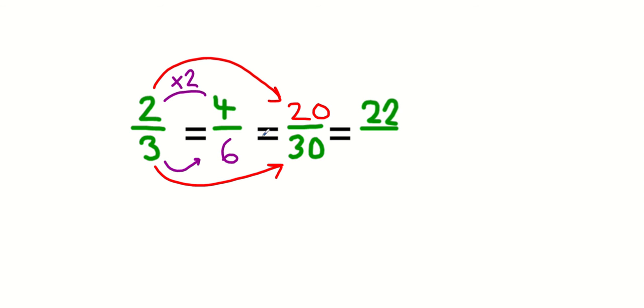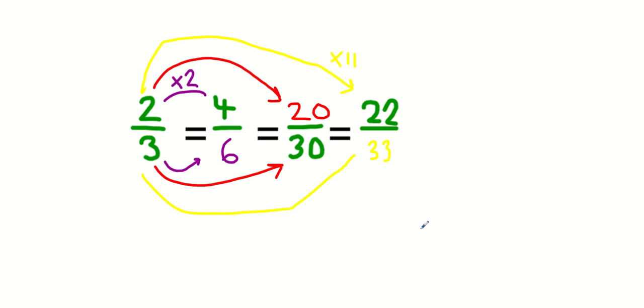Okay, now we're finding the denominator. So I'm going to look to see what happens to my numerator. It goes from 2 to 22. That makes it multiplied by 11, or 11 times bigger. So I need to do the same to the denominator. So it becomes 22 over 33.